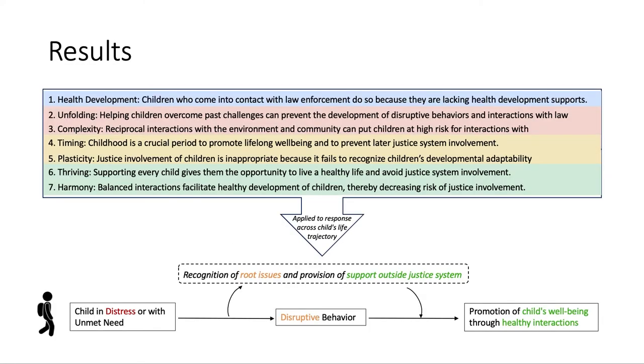Although the LCHD framework was not directly discussed in the interviews, the 7 LCHD framework concepts emerged in the analyses and correlated with 7 justice principles, which we refer to as LCHD child justice principles. We found when we applied these principles as a response across a child's life trajectory, it led to an ability to understand and recognize the root issues behind a child's disruptive behavior. Interviewees explained that with appropriate intervention tactics, children in distress or with unmet needs could find support outside the justice system and ultimately lead healthy lives.